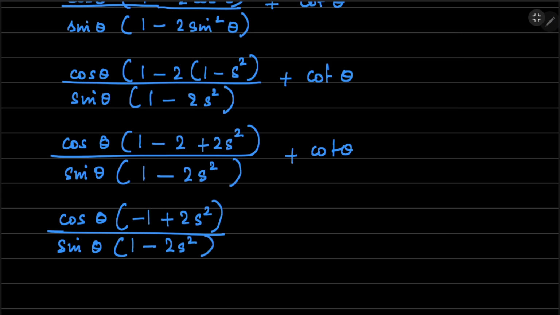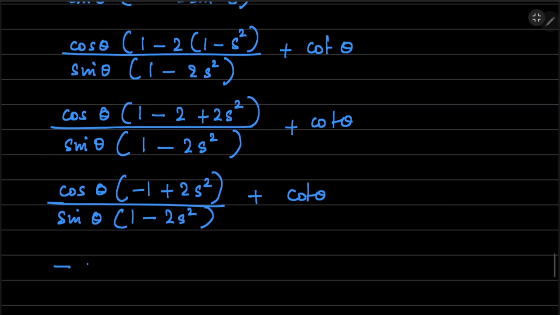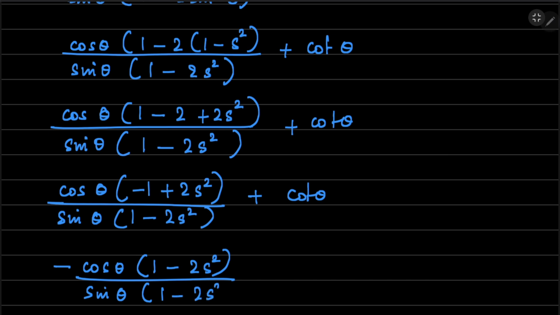So there is only a small sign change, isn't it? Above it is minus 1 plus 2 sin square. Below it is 1 minus 2 sin square. I'll just take a negative common out from the first term. So if you take negative common out, minus cos theta, then it will become 1 minus 2 sin square. Denominator also you have sin theta multiplied by 1 minus 2 sin square. This gets cancelled, plus you have your cot theta.